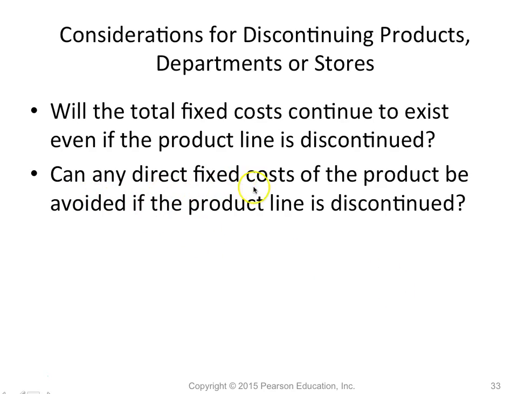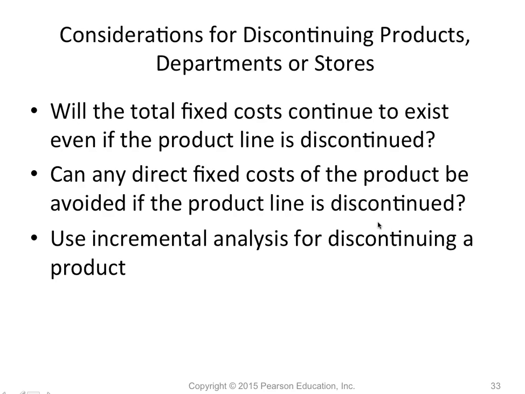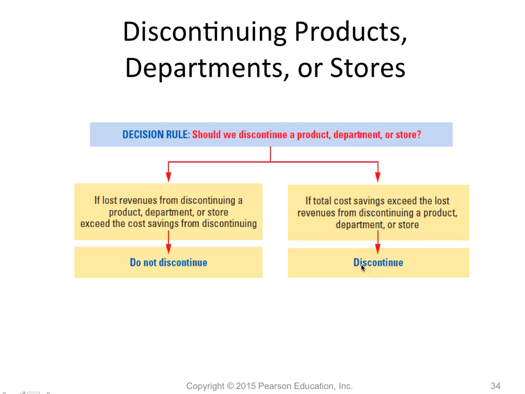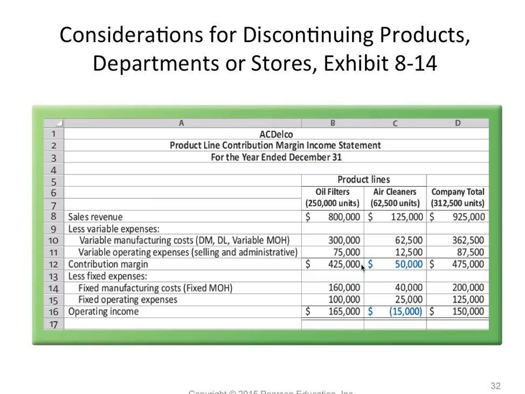Can any direct fixed cost of the product be avoided if the product line is discontinued? That's another consideration. Against cost, use incremental analysis for discontinuing a product. Incremental analysis asks: if we increase our sales to a certain level, are we going to make a profit? If we can make that sales goal, then we definitely are not going to discontinue this line, because we may easily make it positive if the sales go up like the other two.